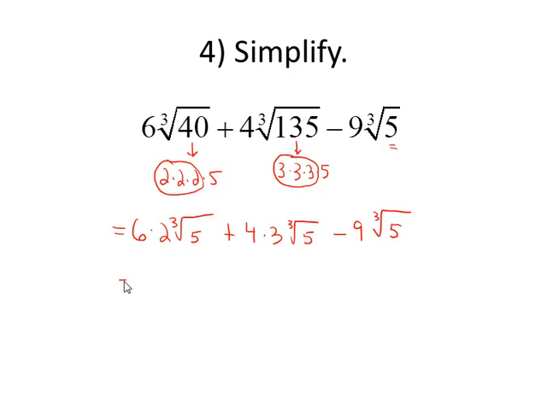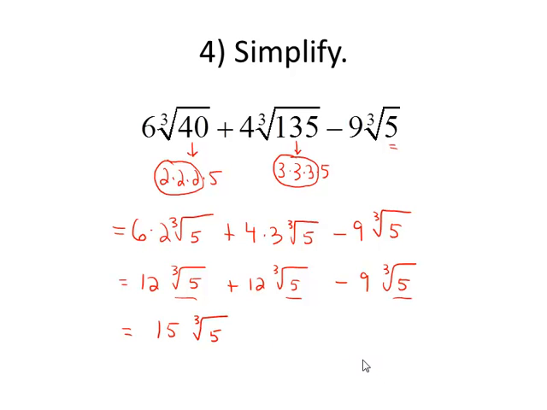Let's do a little simplifying. This is 12 cube root 5. 6 times 2 is 12. Plus 12 cube root 5. 4 times 3 is 12. Minus 9 cube root of 5. Since all three terms contain the cube root of 5, we can go ahead and add and subtract the coefficients. 12 plus 12 minus 9 is 15 cube root of 5.